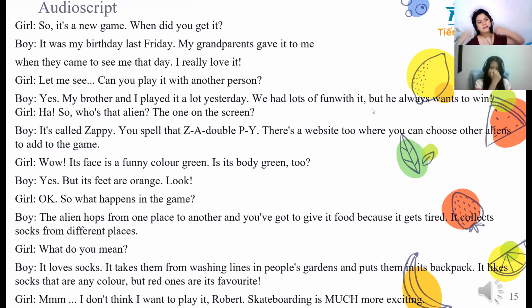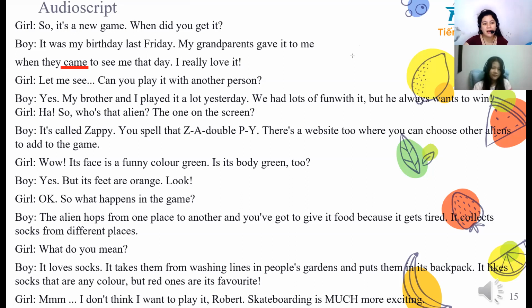So it's a new game. When did you get it? It was my birthday last Friday. My grandparents gave it to me when they came to see me that day. I really love it. Let me see. Can you play it with another person? Yes, my brother and I played it a lot yesterday. We had lots of fun with it, but he always wanted to win.